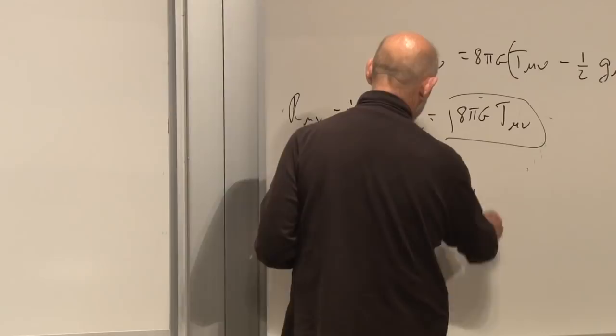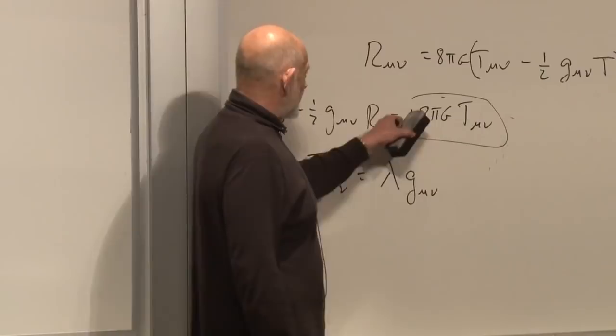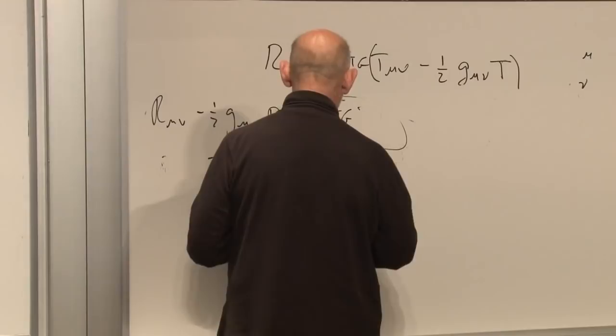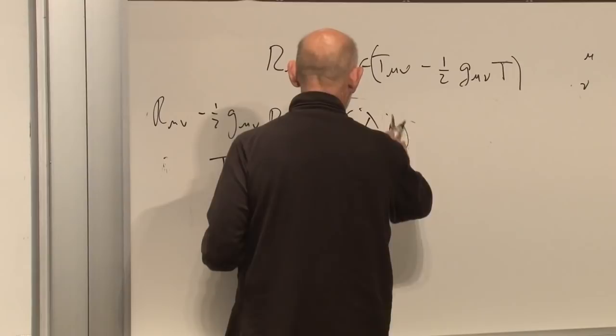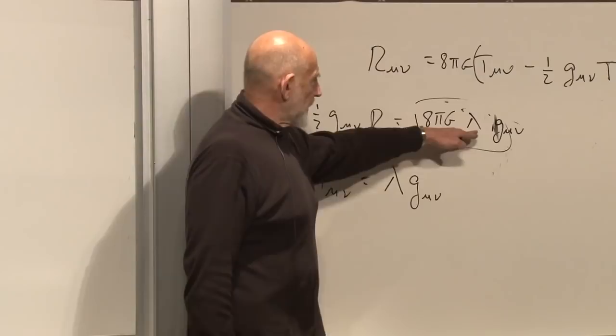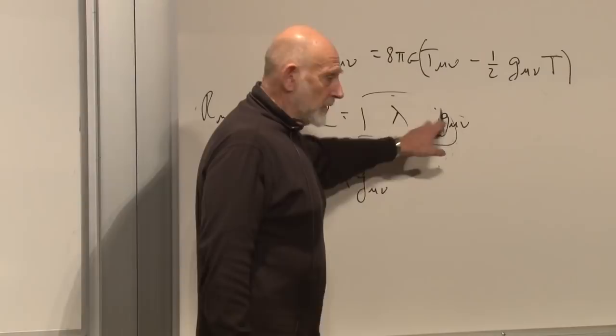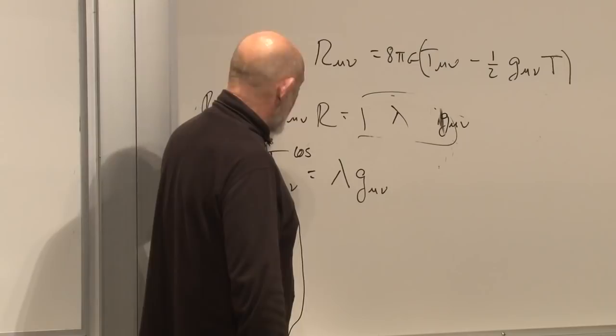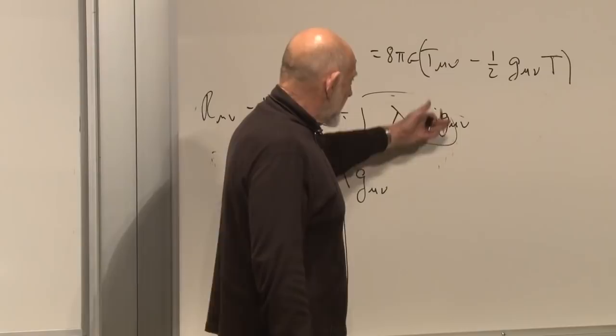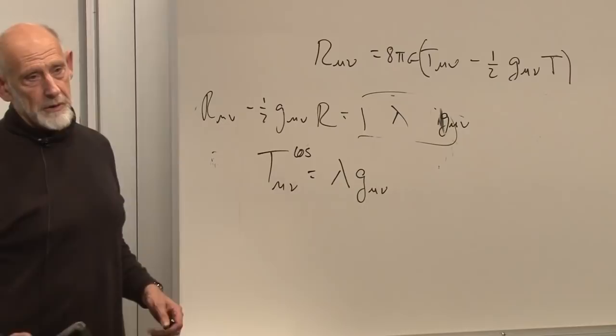So if there was a cosmological constant, you might write 8 pi G times lambda times G mu nu. This number here is just a constant. It only depends on geometry. A number times geometry, you can shift it to the other side of the equation and think of it as part of the geometric side of the equation. Or you can leave it on the right side and think of it as part of the energy momentum. So the cosmological constant can be thought of in either way.